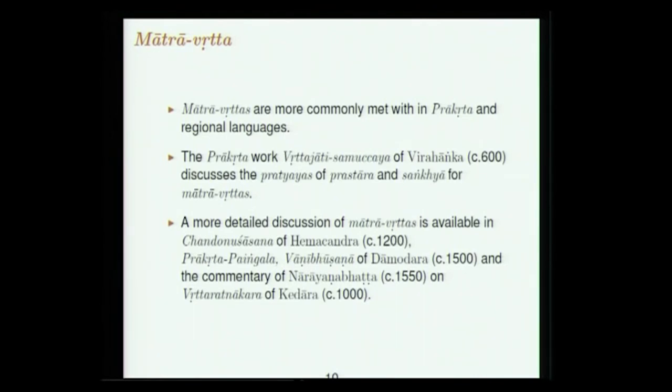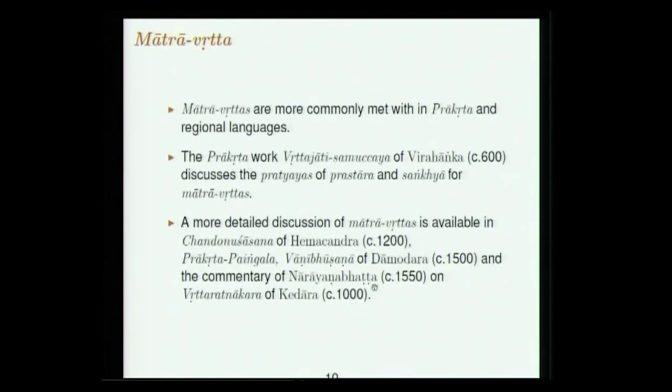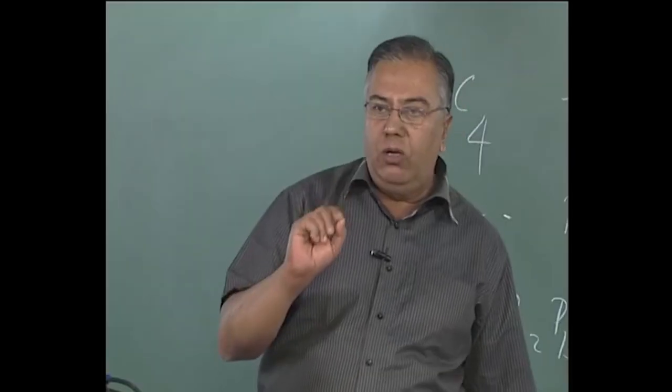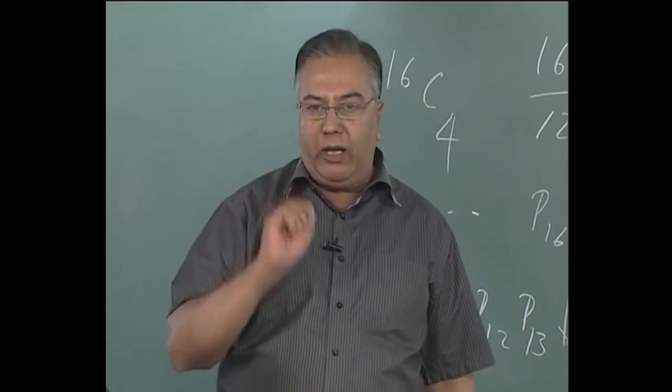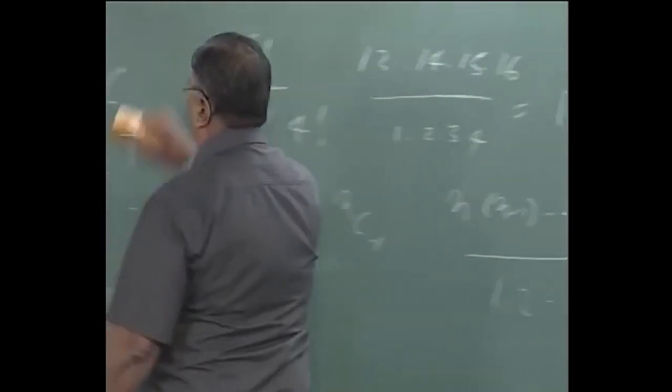Anyway, let us come back to the definition of a matra meter. I have already told you. We will repeat it once again. A matra meter, a matra vritta, is one where you assign value 1 to a Laghu, you assign a value 2 to a Guru, and you look for all possible metrical forms of a total number of matras.